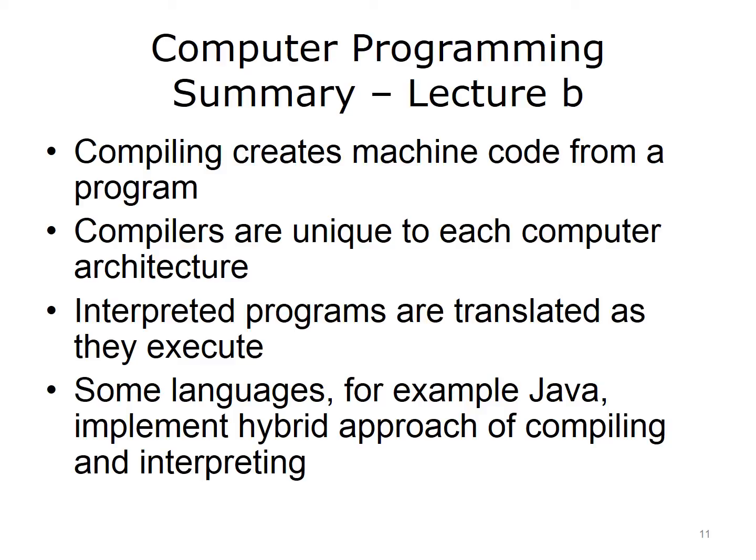Interpreted programs are translated differently. They use an interpreter, which is unique to each computer architecture, to translate each statement of the program as the program runs. The Java programming language uses a hybrid approach that allows Java programs to be portable. It compiles the Java program into a bytecode, which is run by the Java Virtual Machine, or JVM. The JVM is unique to each architecture, but once it is installed, any Java program can be run on that computer. This allows Java programs to be portable. They do not have to be compiled separately for each architecture.